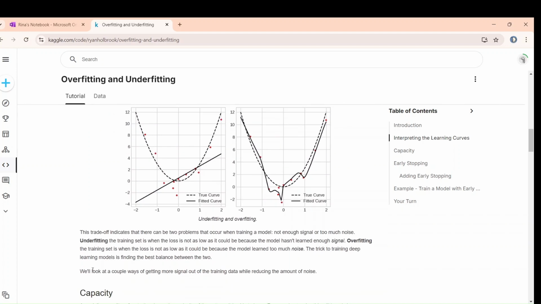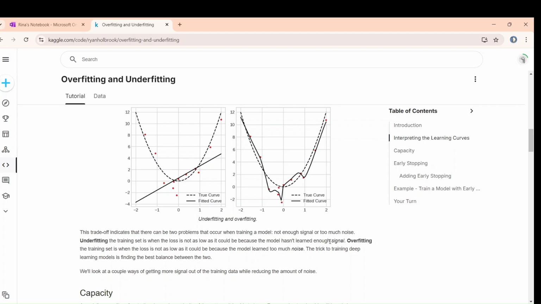This trade-off indicates that there can be two problems that occur when training a model. Two kinds of problem: not enough signal or too much noise. That means you don't have enough signal or you have too much noise. In both scenarios, you will face problems. Let's see how.